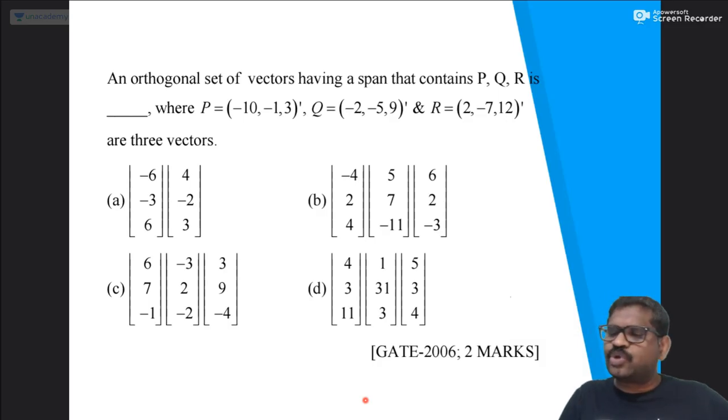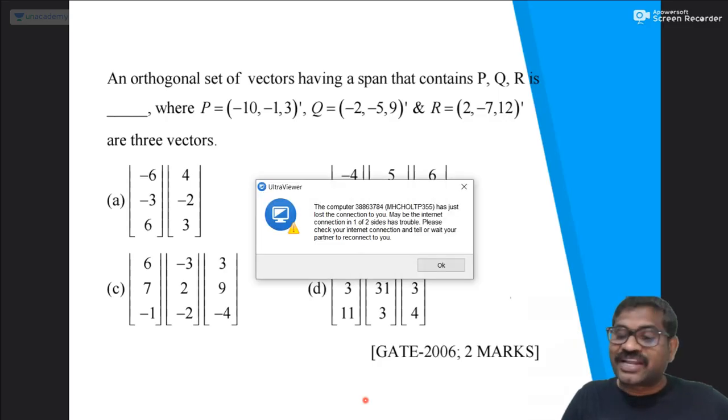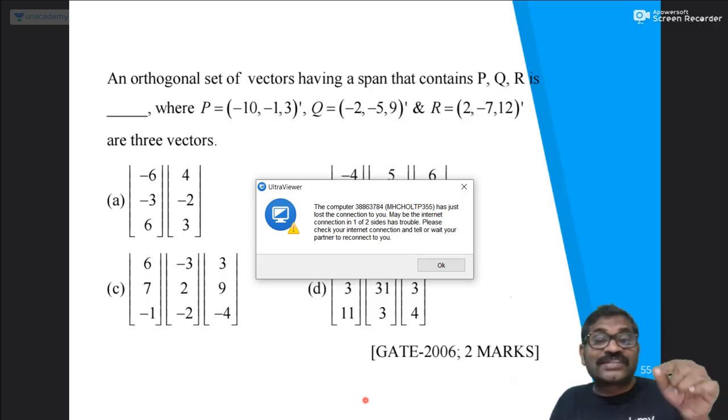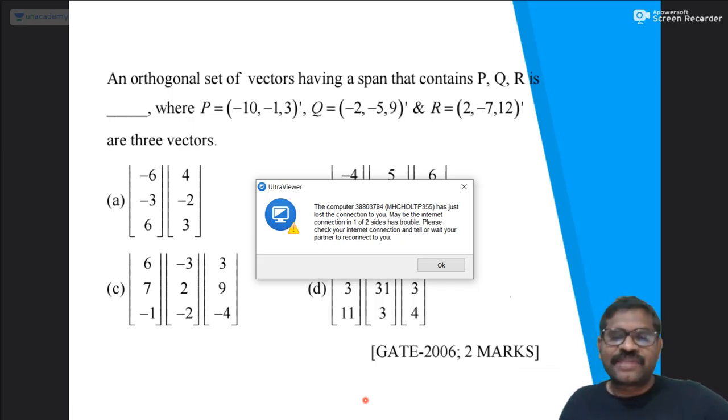Here, most of the students get confused. Just to confuse you, they have designed the problem like that. An orthogonal set of vectors having a span contains PQR, where P is given, Q is given, R is given.